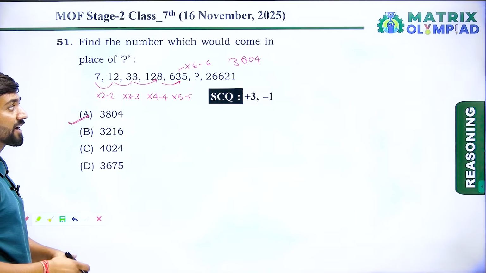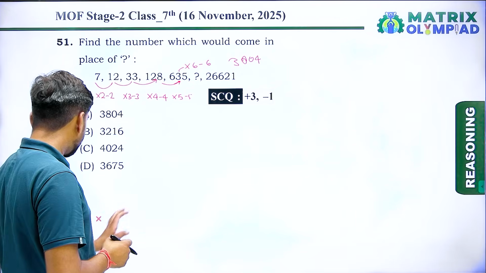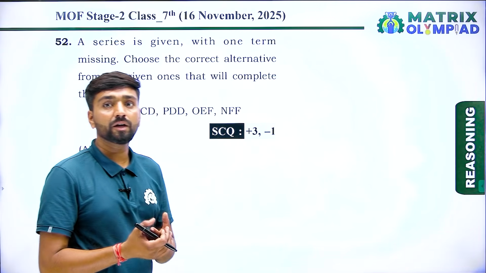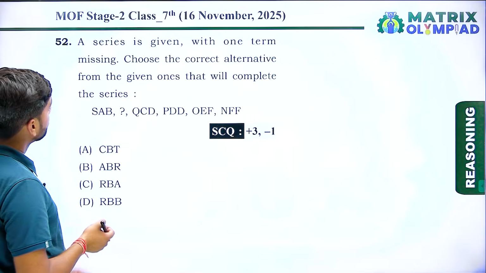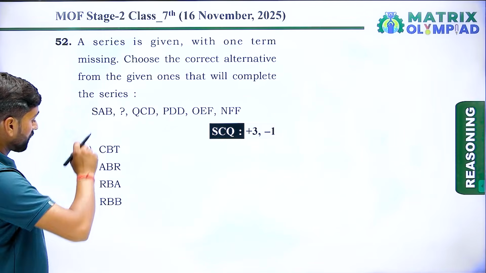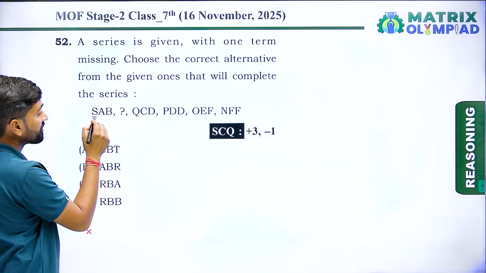So option number A is the right answer of this question. Now let's move to the next question. In this question we have been given an alphabet series. If we check, note down all the place values of the first term.